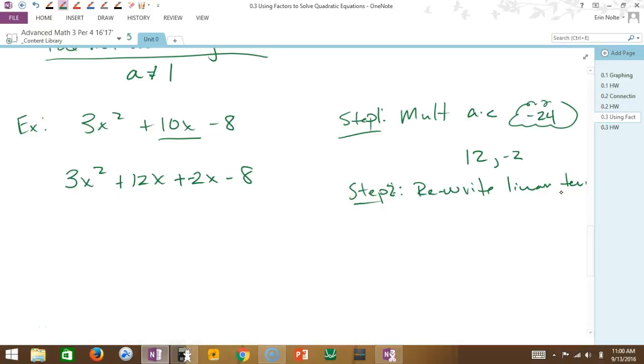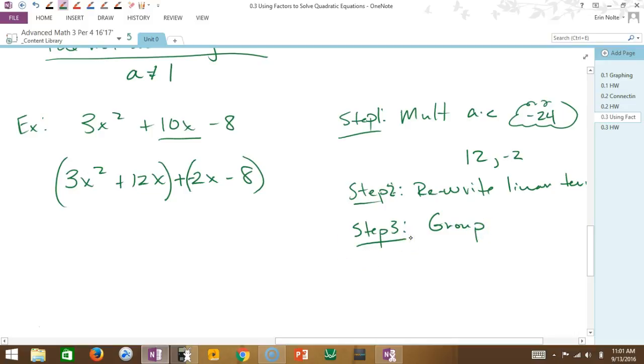Step 3 is now what I'm going to call the grouping method. See how there's 4 terms right now? So now we're going to group the first 2, and we're going to group the second 2. So step 3, group. I don't know if you need to add more words than that, like group first 2, group second 2. Make it make sense to yourself.